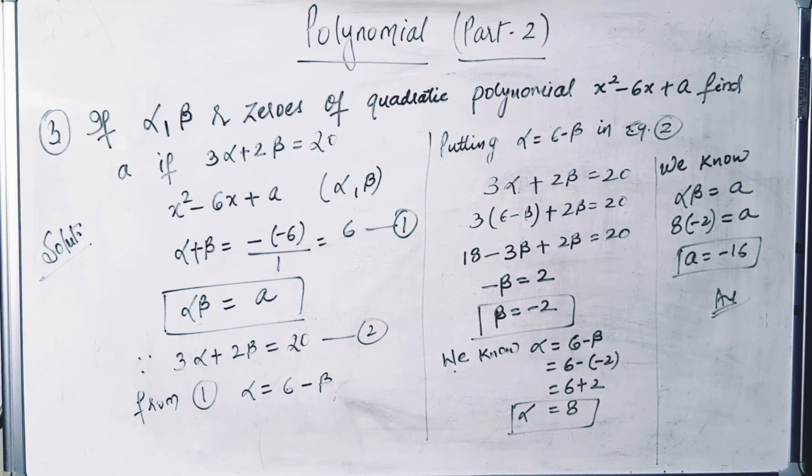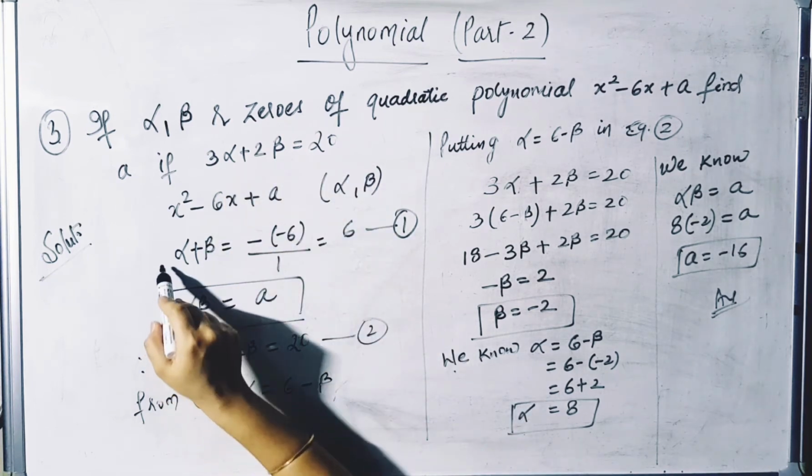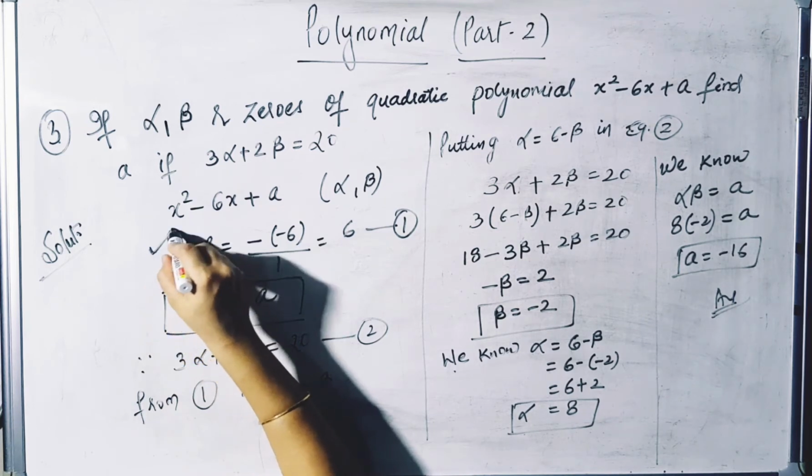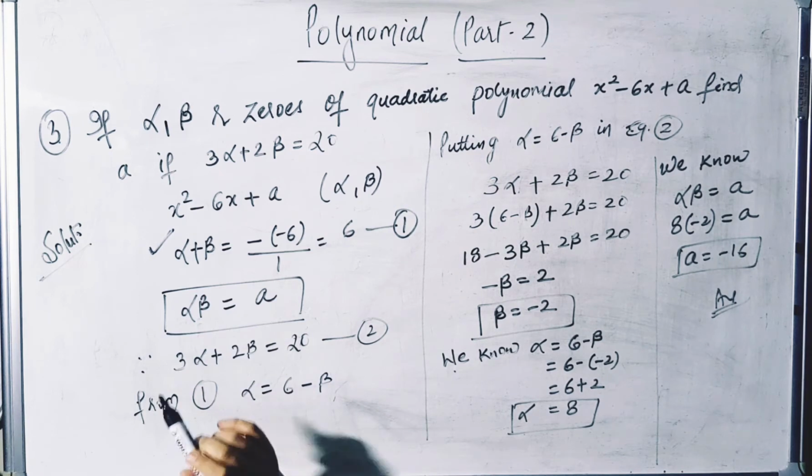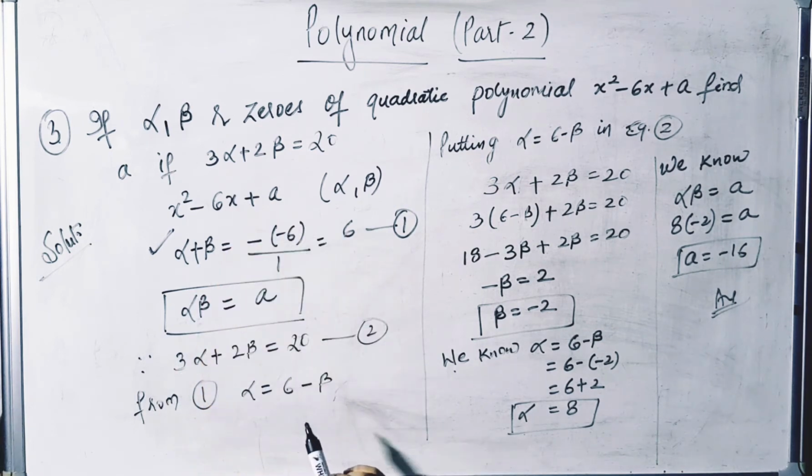So this is how we'll find the value of a if in a question a quadratic polynomial is given and some condition is given. We only have to find the sum of the zeros of the polynomial and the product of the zeros, and then we have to solve them.